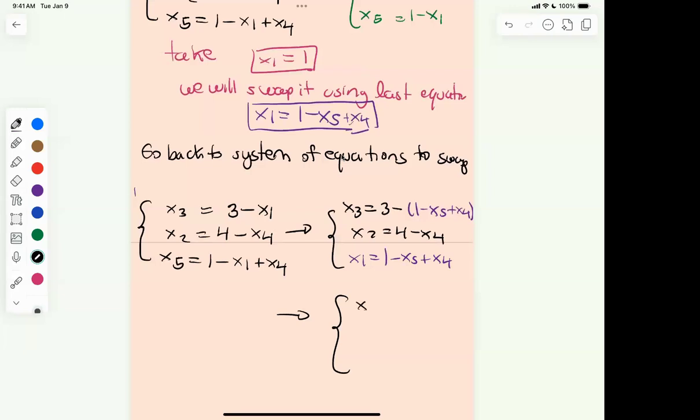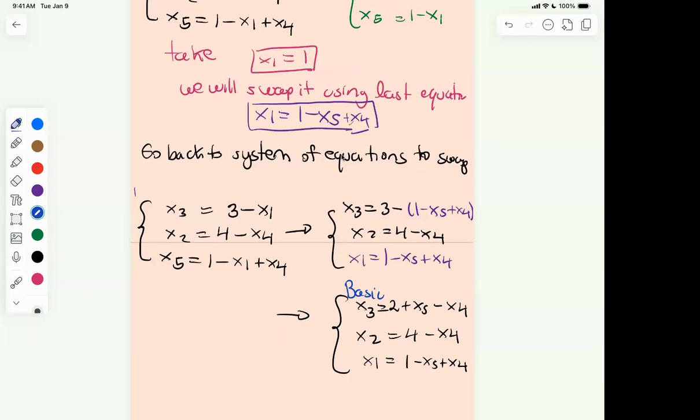So if you simplify a little bit, that tells you that x3 equals 2 plus x5 minus x4, and then x2 equals 4 minus x4. And there's nothing else to change here. X1. So now this is the system of equations, and these are the basic variables, and the others are the non-basic ones. Is that okay? Is that making sense?